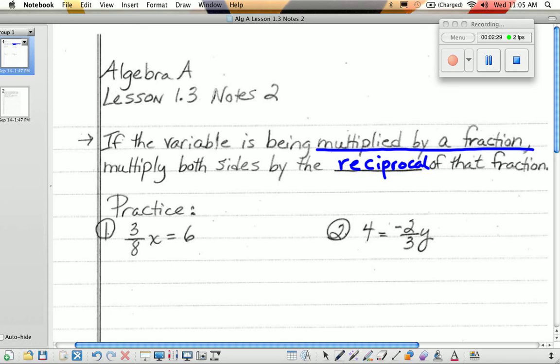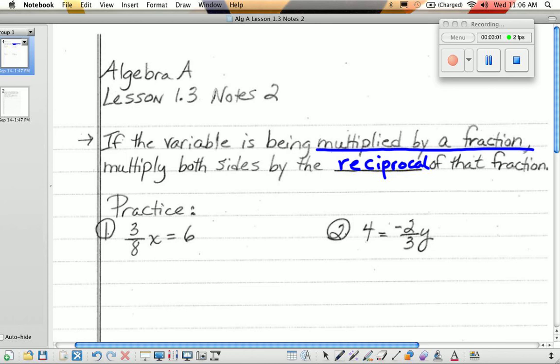What's the reciprocal of 7? 1 over 7. What's the reciprocal of negative 3/4? Negative 4/3. So if the number is negative, the reciprocal is negative. If the number is positive, the reciprocal is positive. The numerator and the denominator trade places.